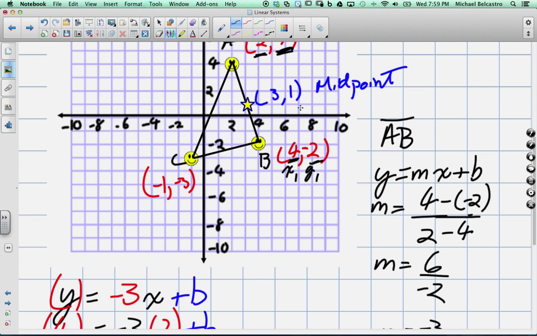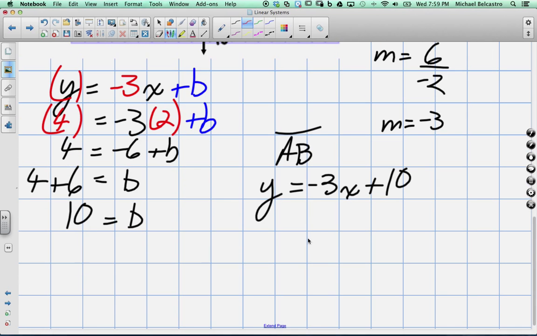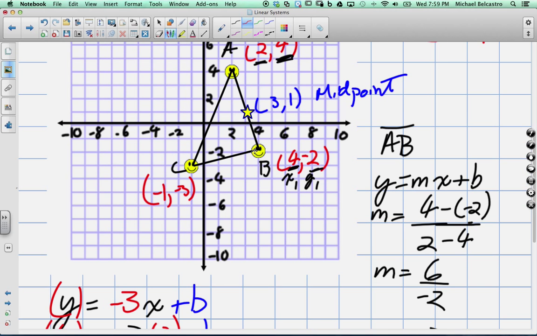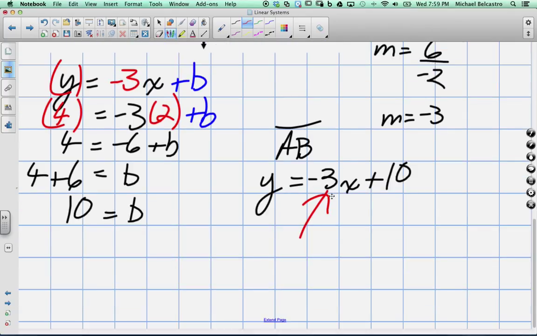Remember, our goal is to find a perpendicular bisector. So how do I figure out something that's perpendicular to this line? It has the same slope? If it has the same slope, then it's going to slope the exact same way. It had to do with this word up here. Do you remember? Reciprocal. So I have to find the negative reciprocal of negative 3x. Let's make this into a fraction. How do I make negative 3 into a fraction? Put it over 1.